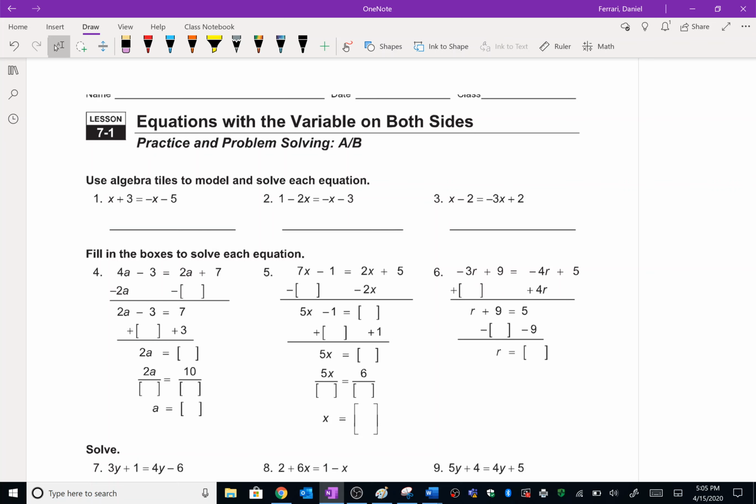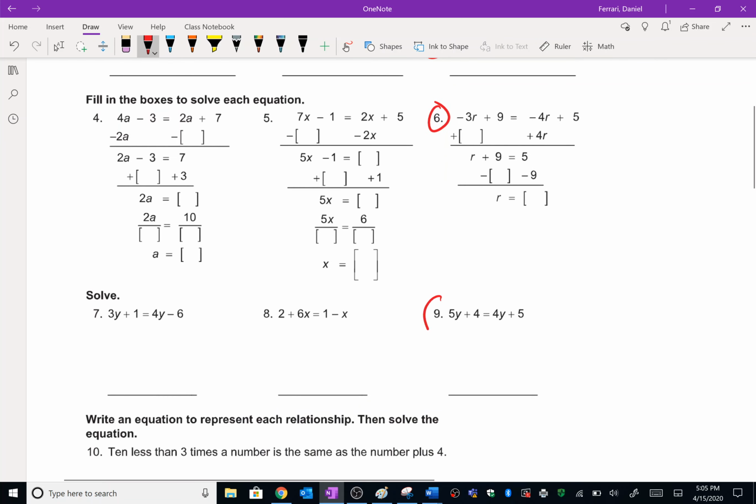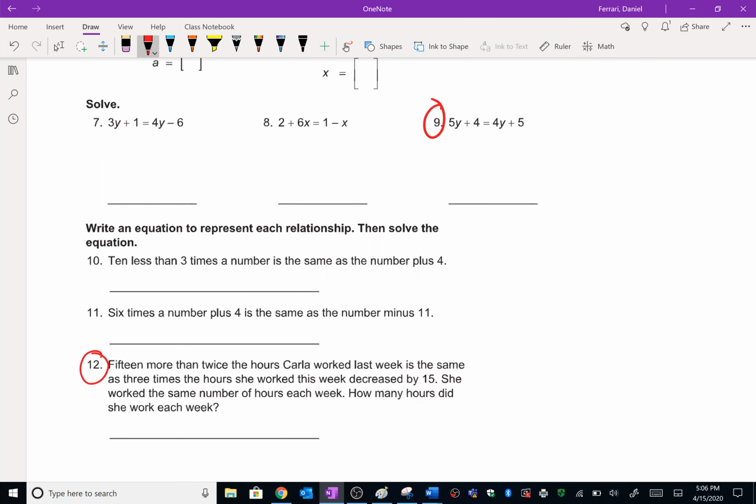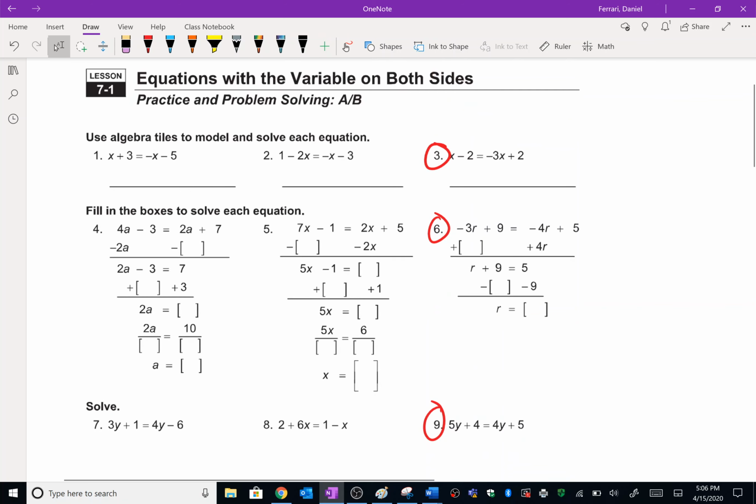But I'm going to do number 3, number 6, number 9, and finally, number 12. I'm going to do every third problem here, okay? So you are going to complete the whole page, but if you're having trouble with this one, you can work along with me here and solve these problems, okay?